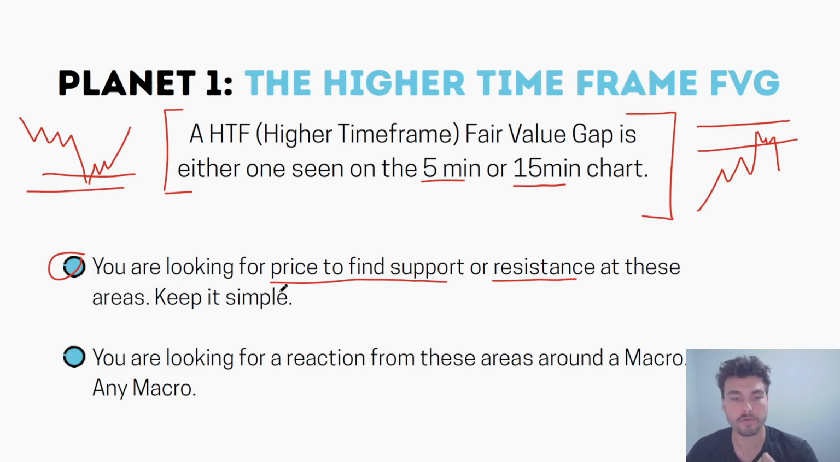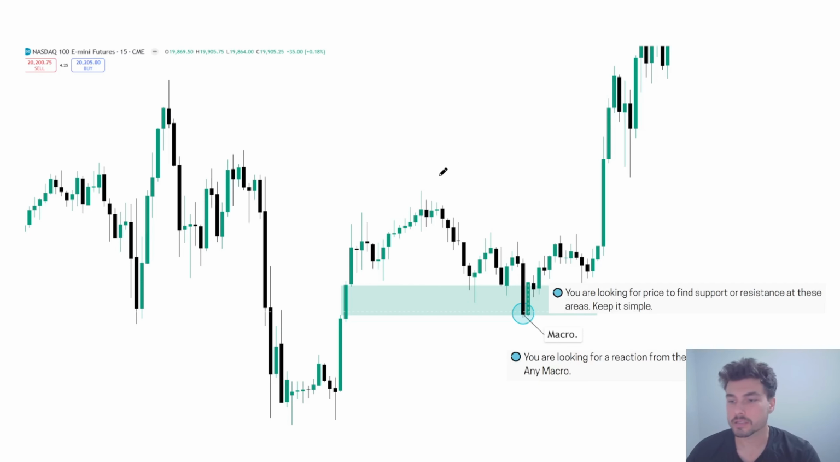You're looking for price to find support or resistance at these key areas. Keep it simple. And number 2, you're looking for a reaction around a macro time frame. Any macro, whichever macro lines up with a higher time frame, is the one that's going to be high probability. Keep that in mind. So that's planet number 1, and here's an example for you guys. You can have a look at the bottom. You can see I've drawn out this 15-minute FVG, and price actually comes into that here and finds some kind of support. So at this point, we're looking for longs.